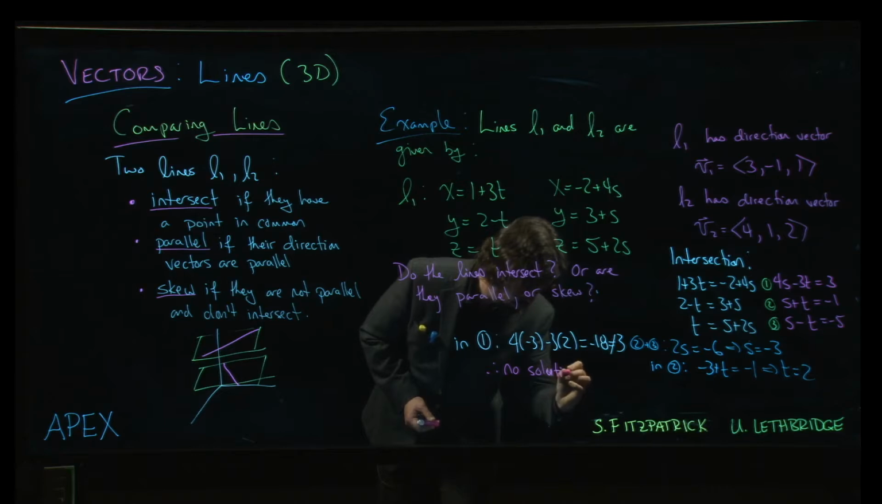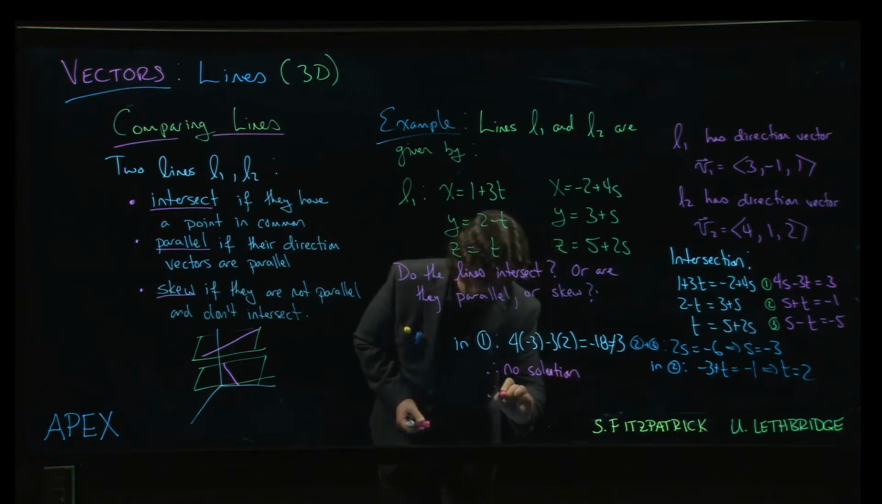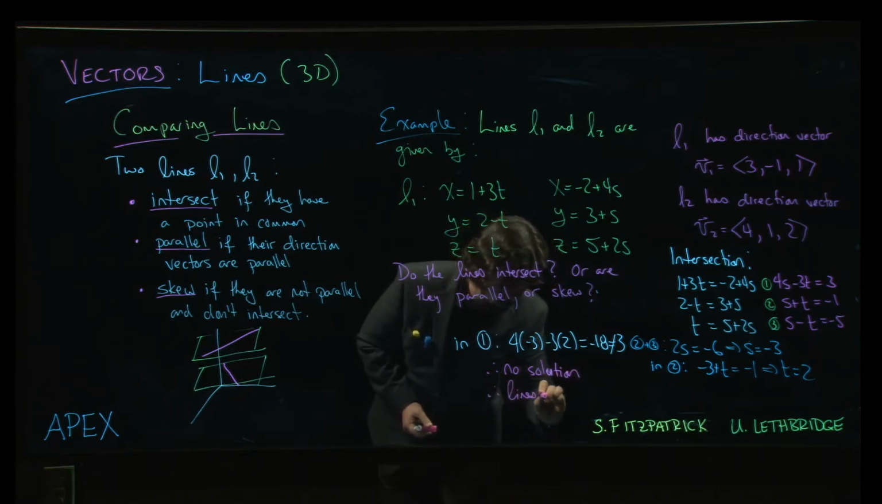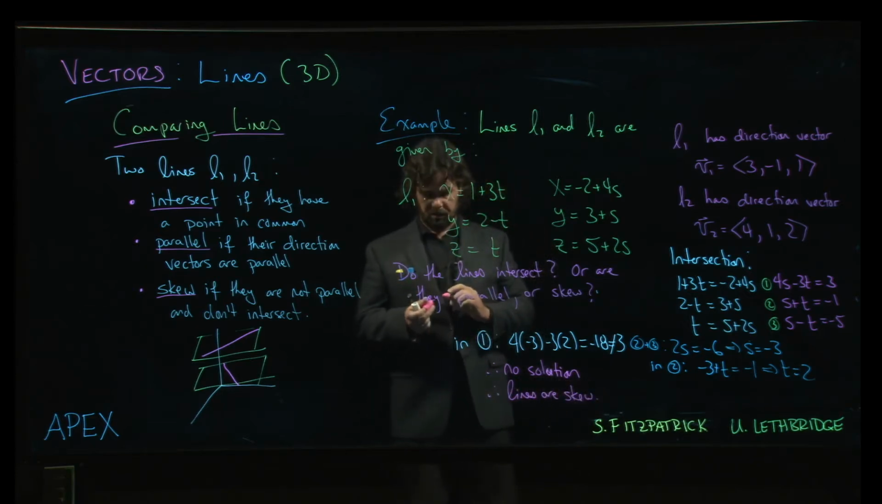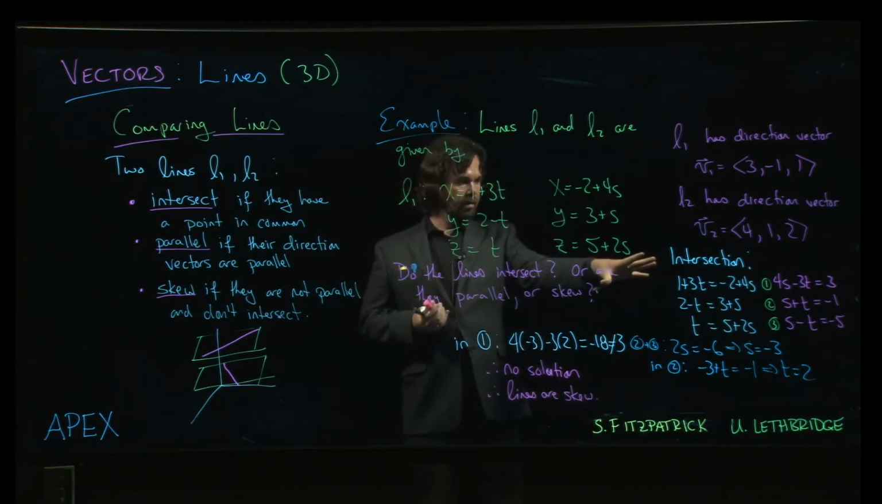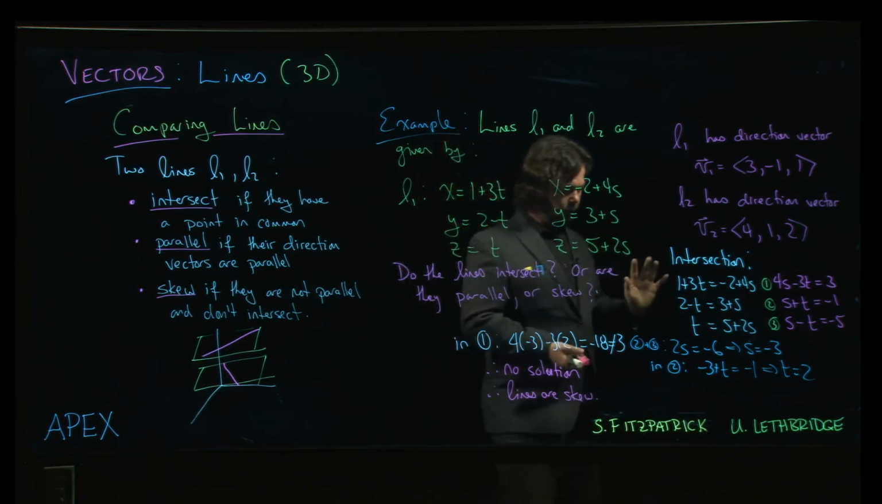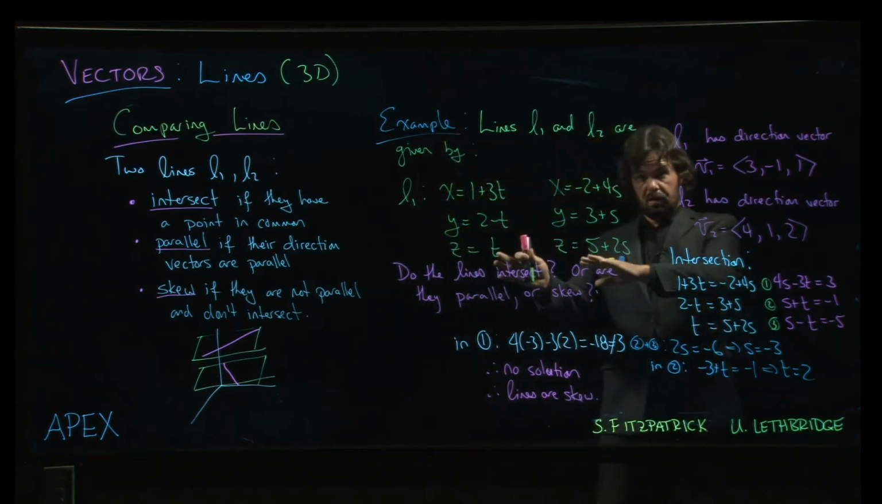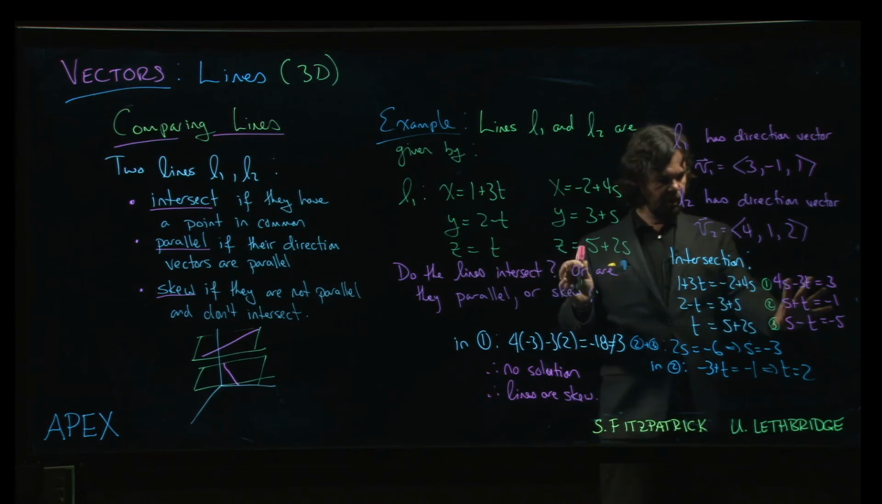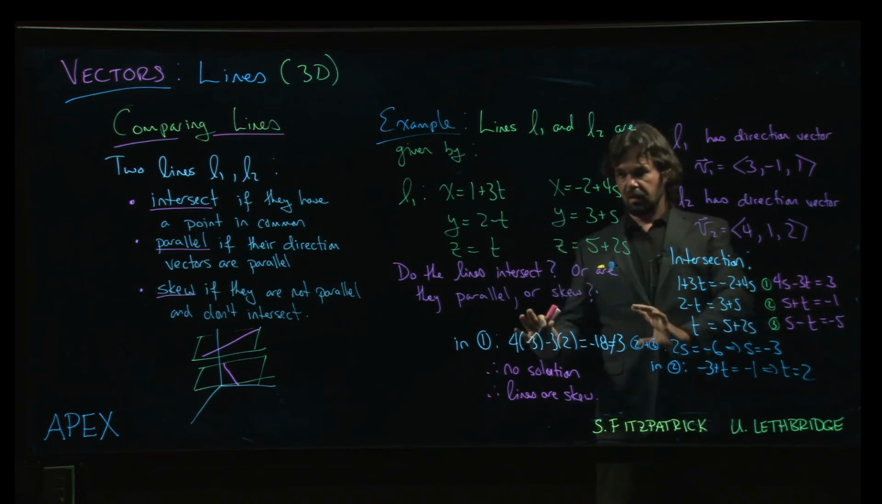And that means that the lines are skew. They're skew lines, right? If we had found a set of values s and t that worked for all 3 equations, they would intersect. But because we can't find a set that works for all 3 simultaneously, the lines are skew.